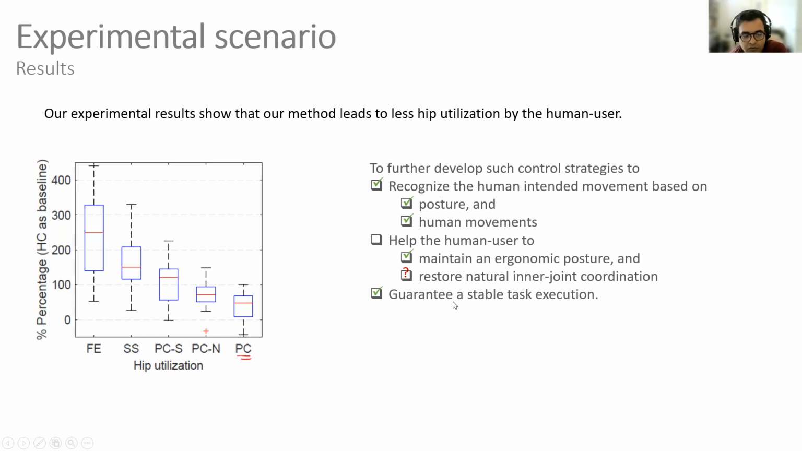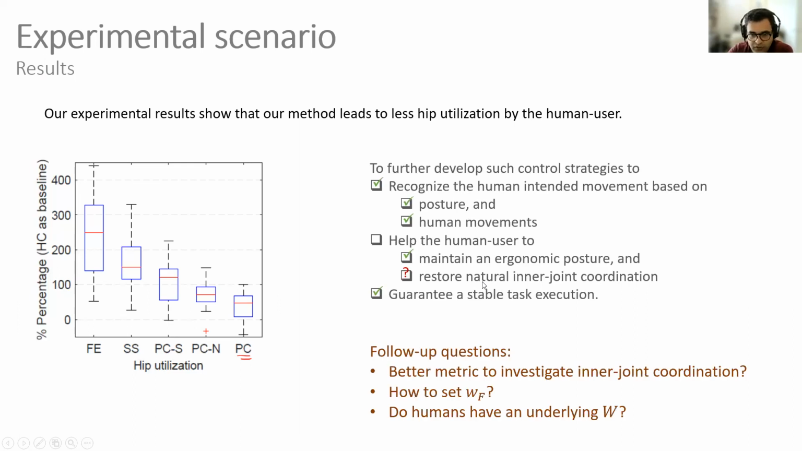I refer you to the paper. It's half a page, a simple proof of stability of the dynamics that I showed earlier. So then I followed up on this question of how we can restore natural interjoint coordination of a human. For that, we can ask the question, can we have a better metric of how joints coordinate with each other to perform this kind of task?